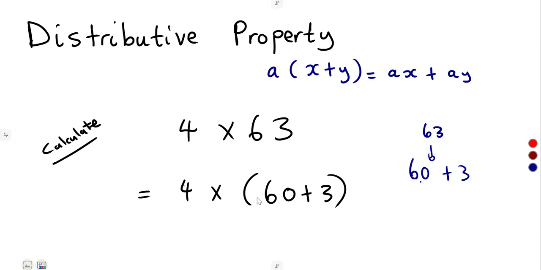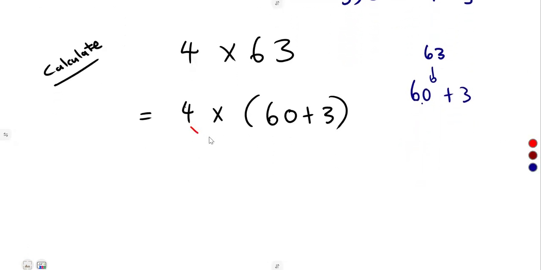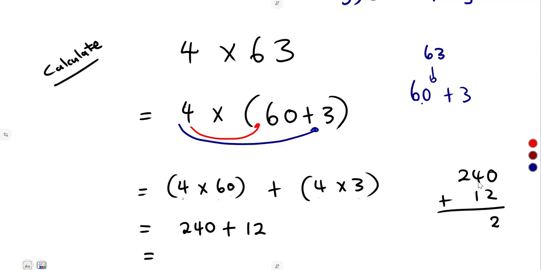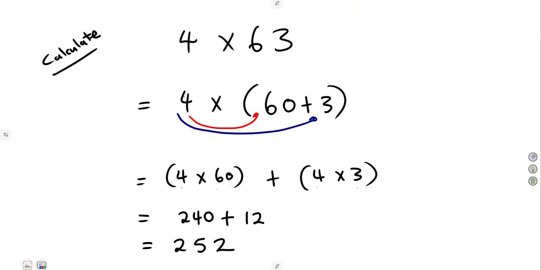Remember the distributive now. It is easier for you to multiply 4 to 60. So it's going to be 4 times 60. Easier to multiply 4 and 3 in a bracket. So that's plus 4 times 3. So 4 times 60, 4 times 0, that's a 0. 4 times 6, that's 24. So it's going to be 240 plus 4 times 3, that is 12. And you can easily add these two. 240 plus 12 gives us 252. Without using a calculator, you can expand in that manner.